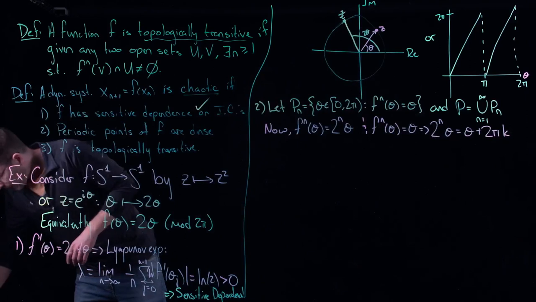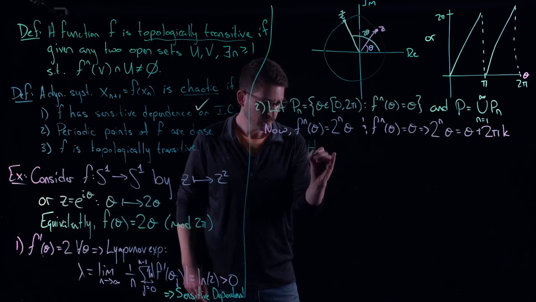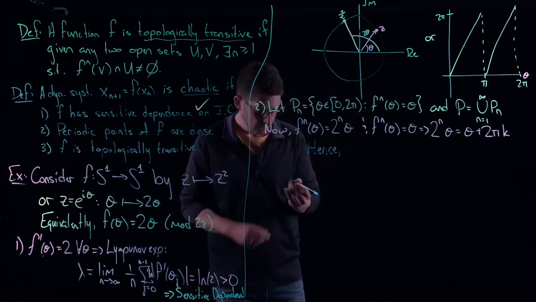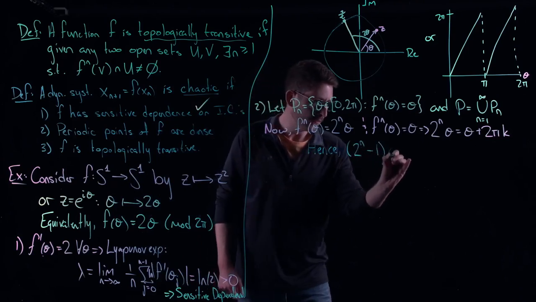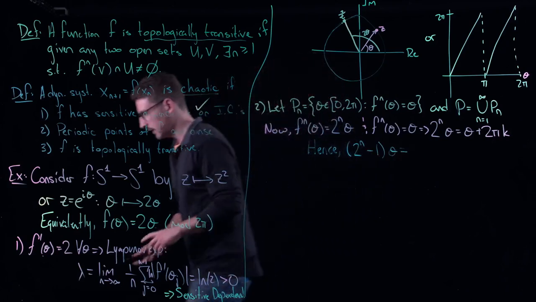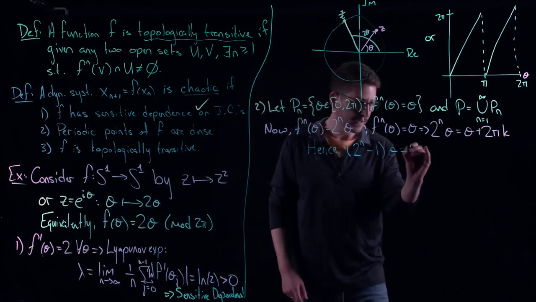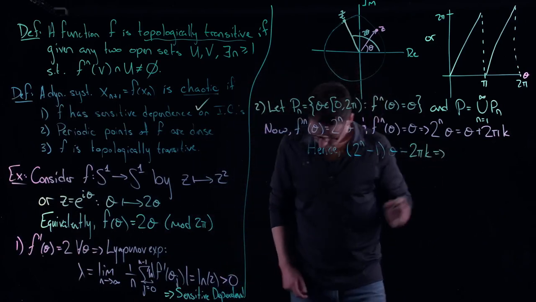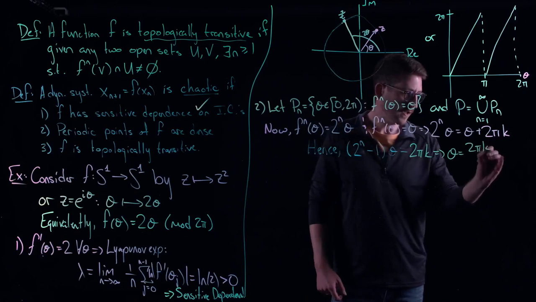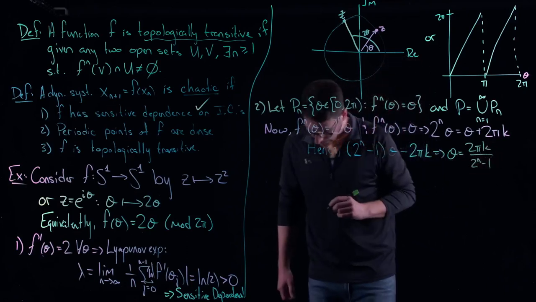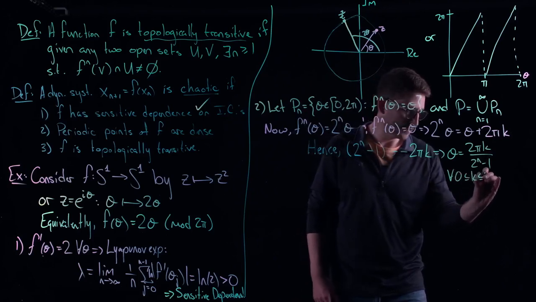And so that means that I can actually rearrange this. Hence, this tells me that (2^n minus 1) theta is equal to 2 pi k, which is the same as just saying that theta is equal to 2 pi k over (2^n minus 1) for all 0 less than or equal to k less than or equal to 2^n minus 1.